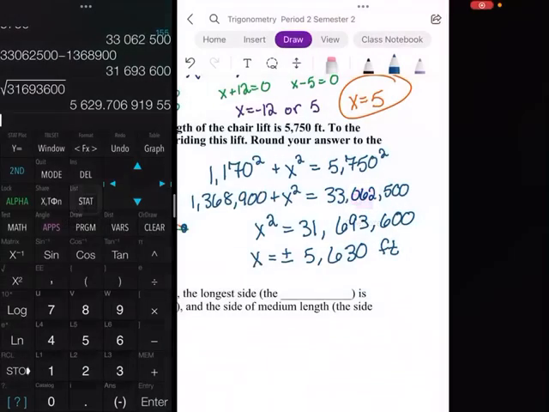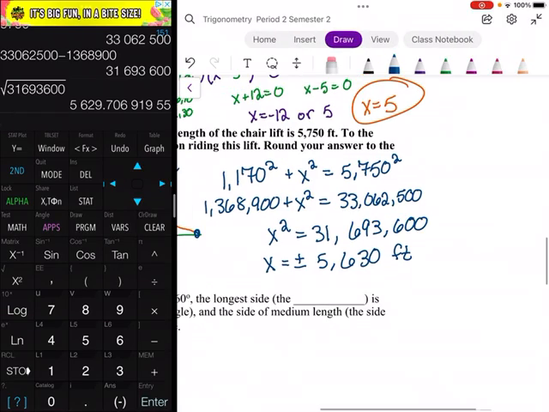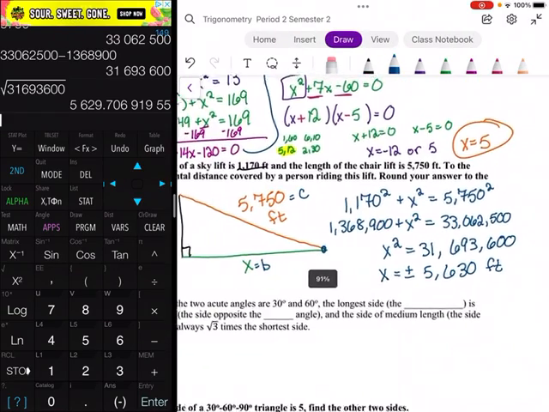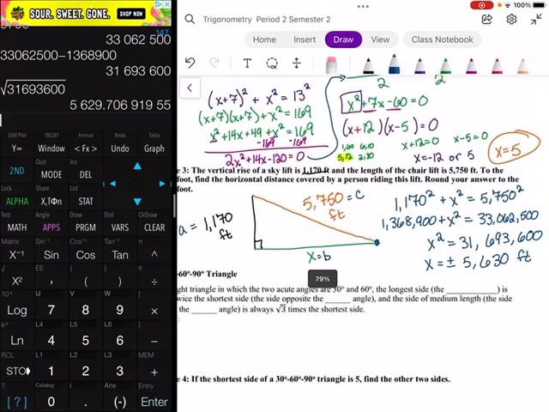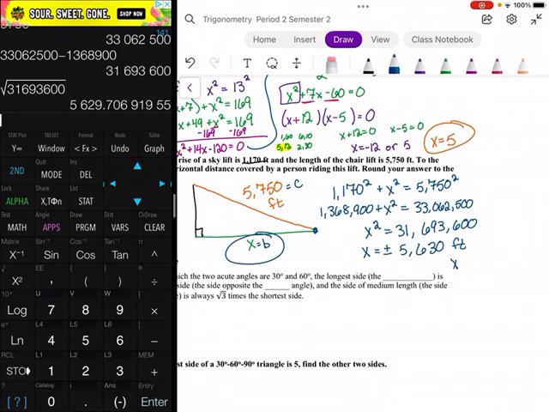So then we can look at this and see which answers make sense. So x is a horizontal distance. So we're just going to use the positive answer and no negative.